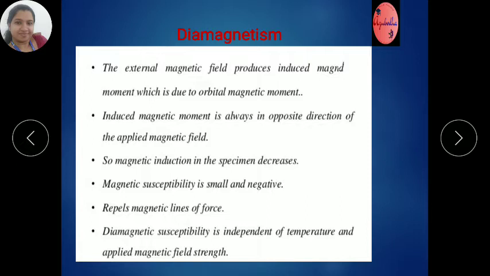In diamagnetism, the external magnetic field produces an induced magnetic moment which is due to orbital magnetic moment. The induced magnetic moment is always opposite to the direction of the applied magnetic field. So magnetic induction in the specimen decreases. Magnetic susceptibility is small and negative. Magnetic lines of force are repelled. Diamagnetic susceptibility is independent of temperature and applied magnetic field strength.